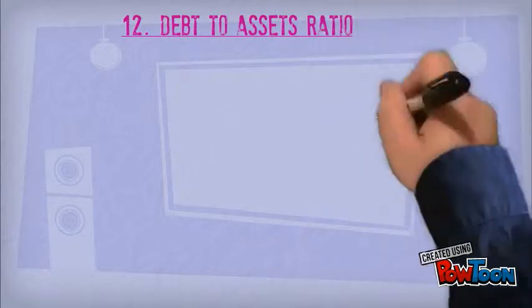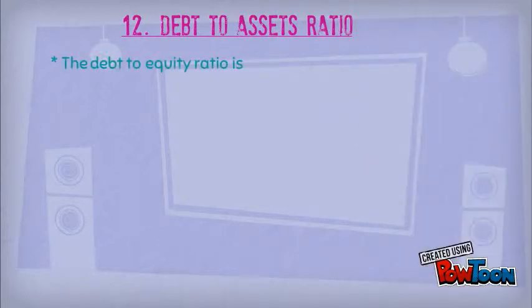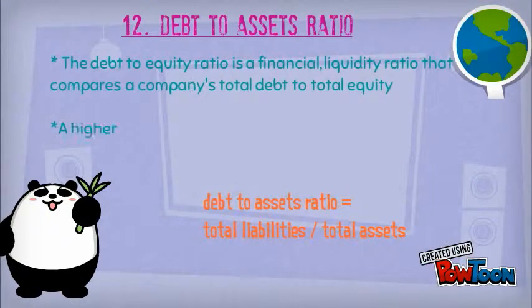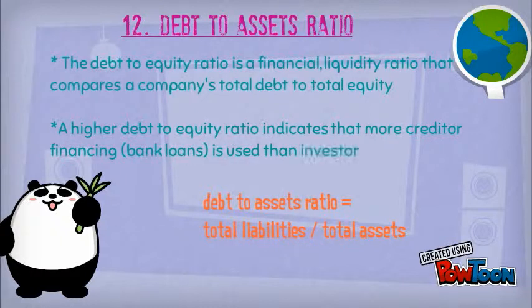First is debt to asset ratio. Debt to asset ratio equals total liabilities divided by total assets. A higher debt ratio indicates that more creditor financing is used than investor financing.